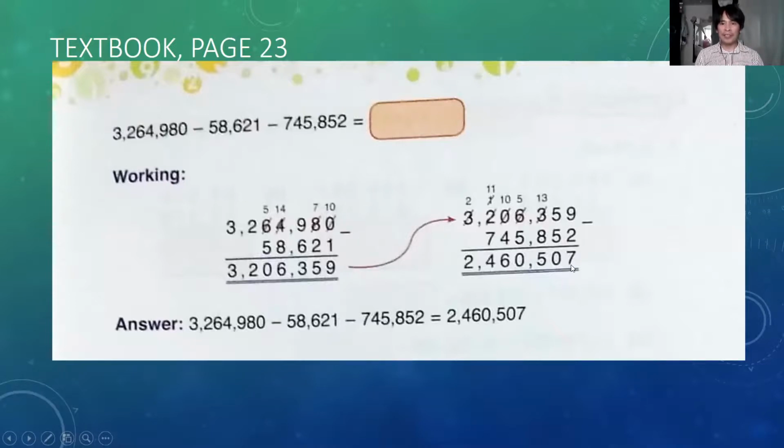9 minus 2 equals 7. 5 minus 5 equals 0. 3 becomes 13. 13 minus 8 equals 5. 6 becomes 5. 5 minus 5 equals 0. 10 minus 4 equals 6. 11 minus 7 equals 4. 2 minus 0 equals 2.